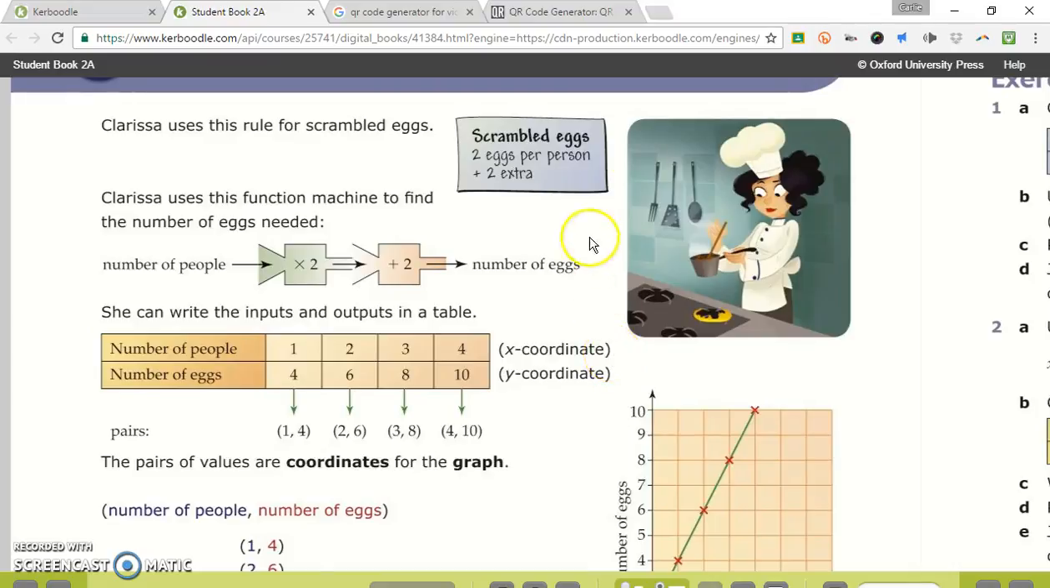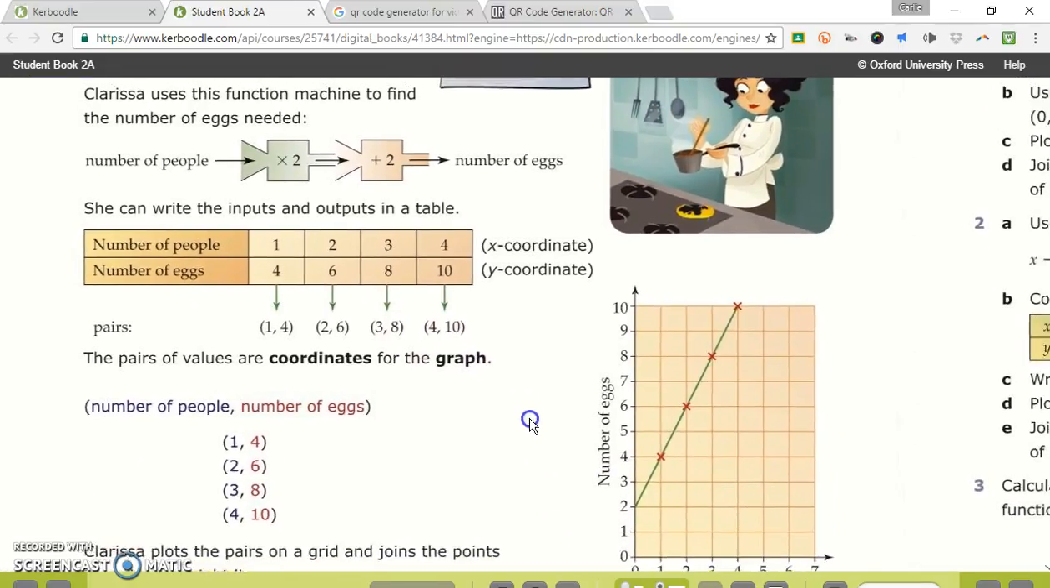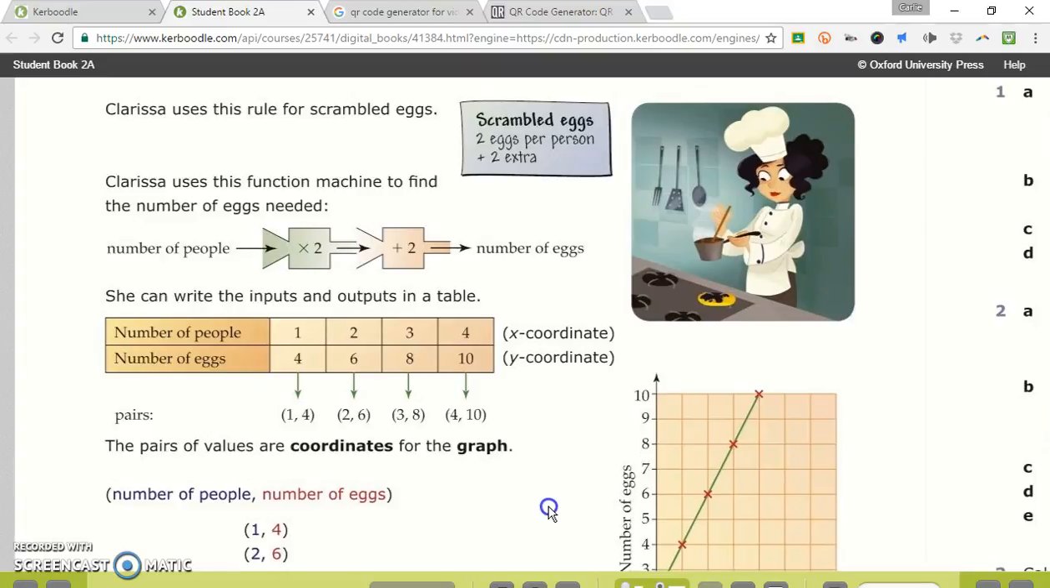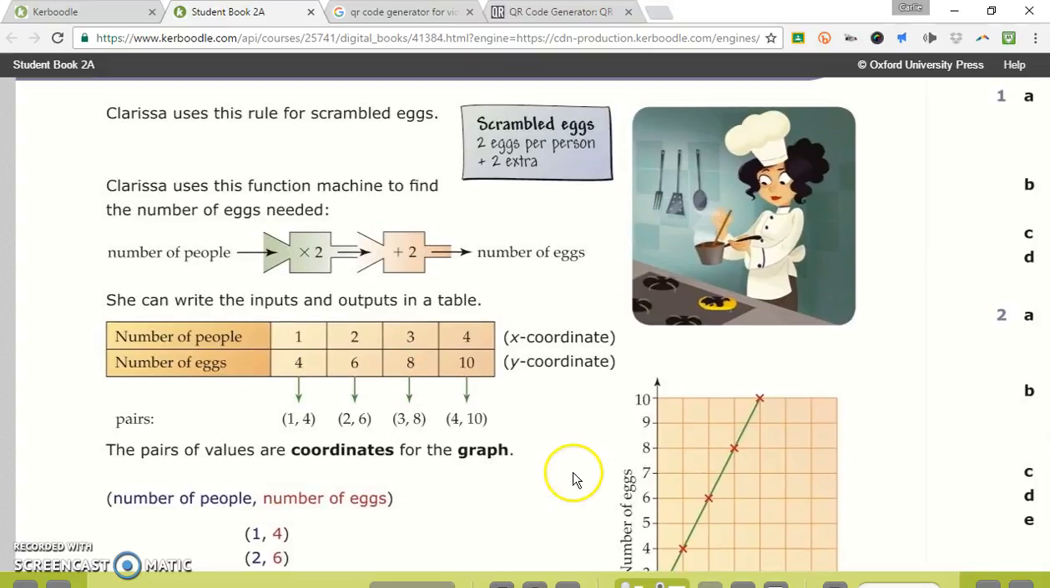Okay, so this part is going to get us to come up with a rule, then create a table of values and plot our coordinates. So in this case, we have a rule about scrambled eggs. For scrambled eggs, you need 2 eggs per person plus 2 extra.